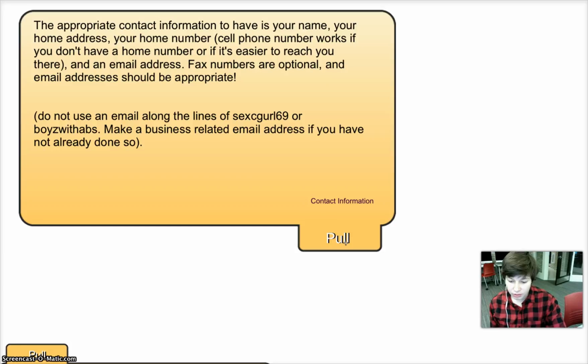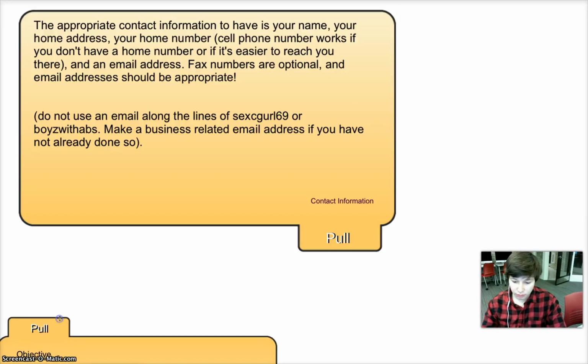Now, with your email address, it's strongly recommended, if not mandatory, that you use a business-related email address and not a personal address. And by personal email addresses, I mean an email address you made with a username that's completely inappropriate for professional use. Now, let's talk about the objective.